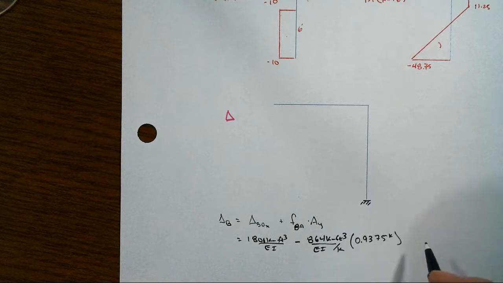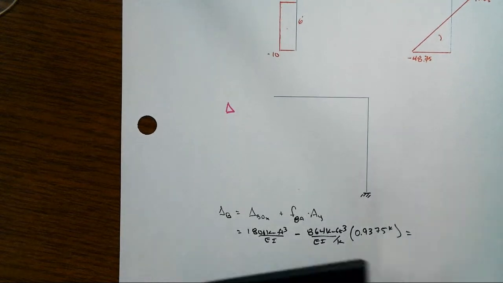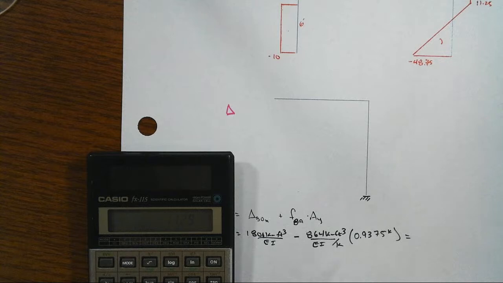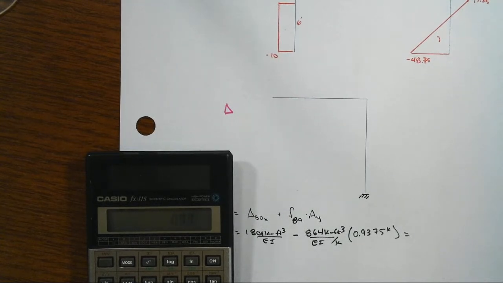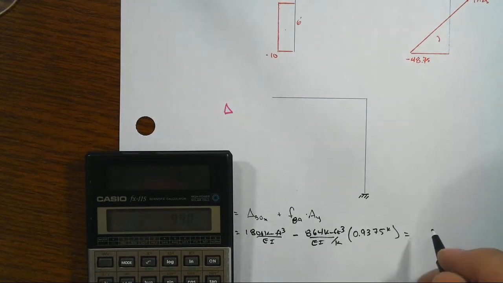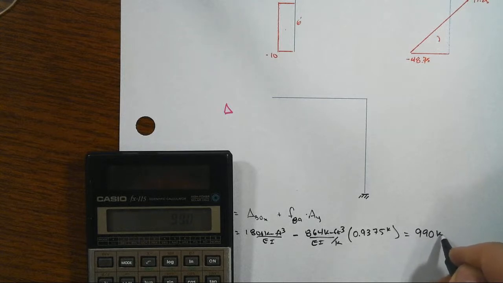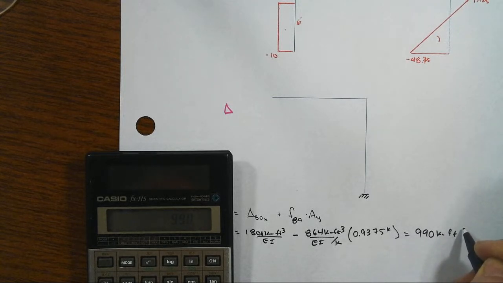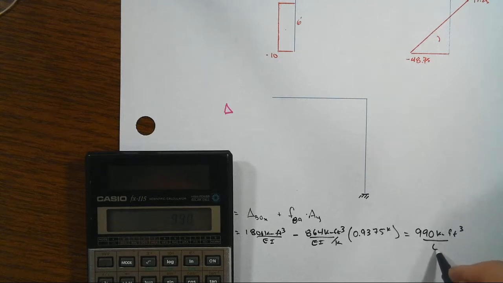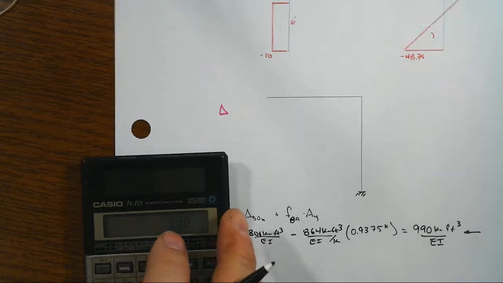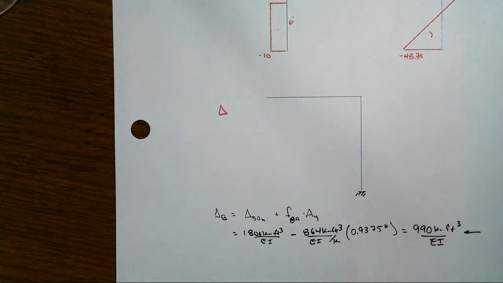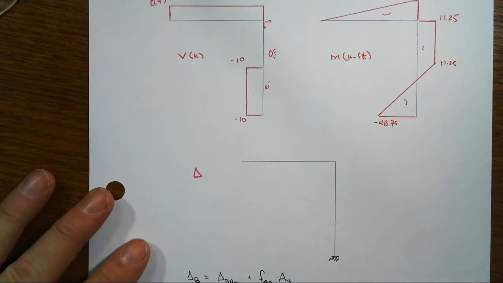So kip over kip goes away, and that's going to rescale that value. It is going to turn out to be positive, like we had, meaning to the left in this case. And we get a net of 990 kip foot cubed over EI. That positive is meaning in this case that we're acting to the left, as we had expected that it would. Right? So let's see how this all fits in then.